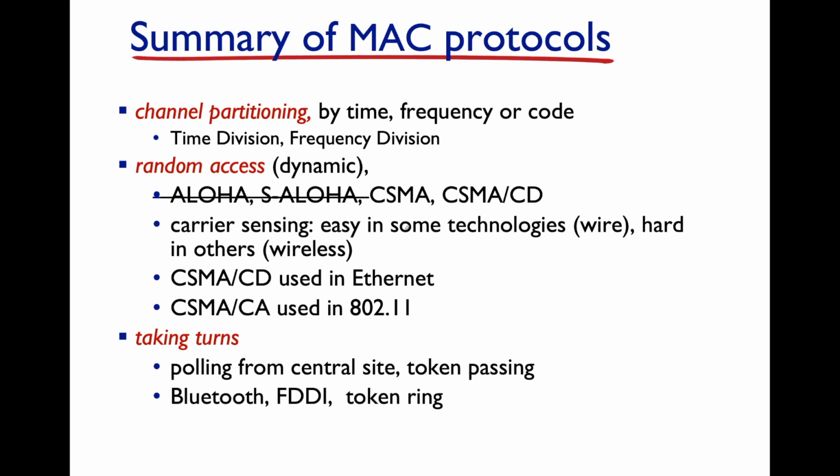We have carrier sensing. It's easier in wired than it is in wireless. There's collision detection. Carrier sense multiple access collision detect is what's used in Ethernet, and carrier sense multiple access collision avoidance is what's used in Wi-Fi, wireless Ethernet, IEEE standard 802.11. And then there's also turn taking. That's polling from a central site, which does polling with the subordinate and the controller, or token passing. Now, turn taking, Bluetooth does turn taking, a standard called FDDI, and an old networking standard called token ring. There used to be something back in the early 90s called token ring networks.